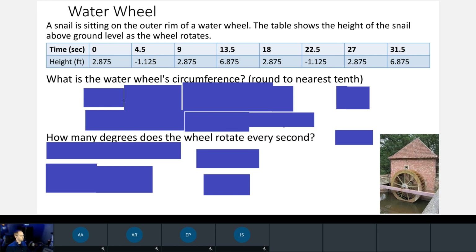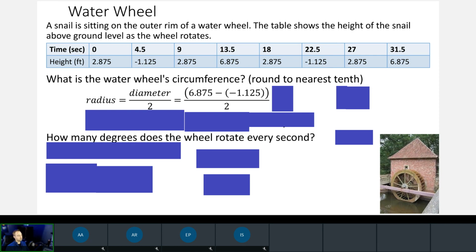Yeah. So the radius is the diameter divided by 2. And to find the diameter, we have to take the max value minus the min value and divide that by 2. And that's how we get 4. So 8 divided by 2 is 4. And from what Emily said, because we know the radius of this wheel is 4, that is the amplitude. So in this scenario, the radius and the amplitude go hand in hand. Good, good.